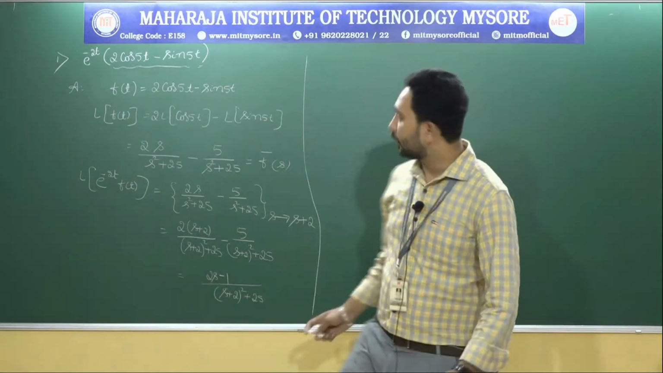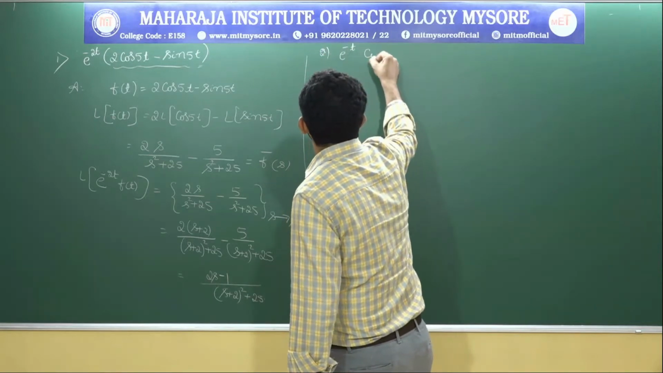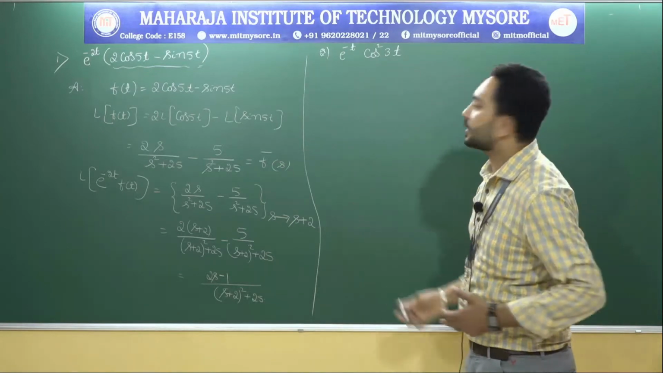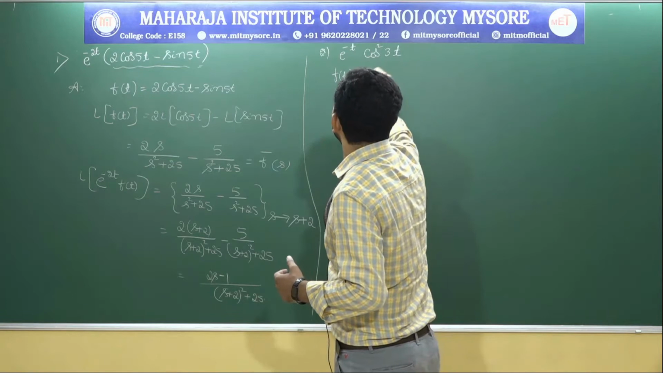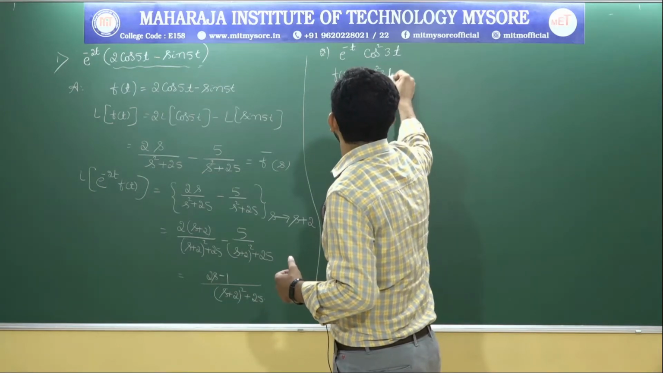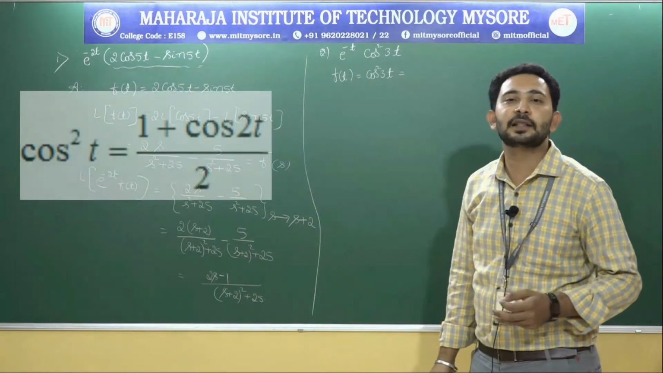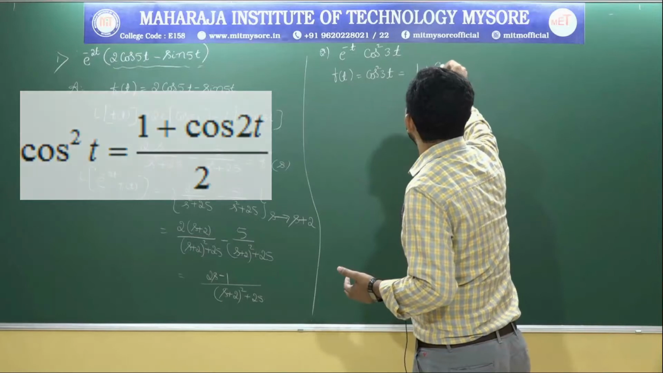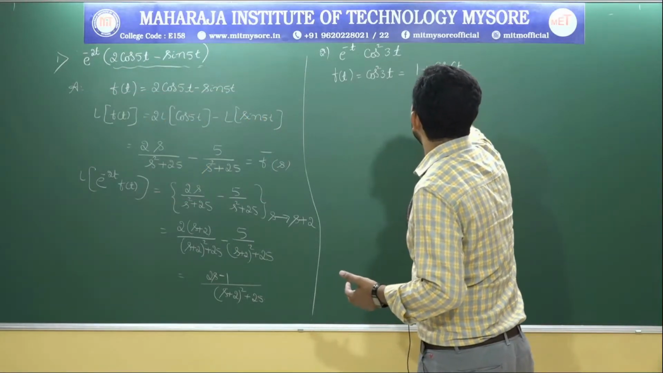Similarly, if we have e power minus t into cos square 3t, find the Laplace transformation for this. I will take f of t as cos square 3t. What is the formula of cos square t? It is 1 plus cos 2t divided by 2. Then this becomes 1 plus cos 6t divided by 2.